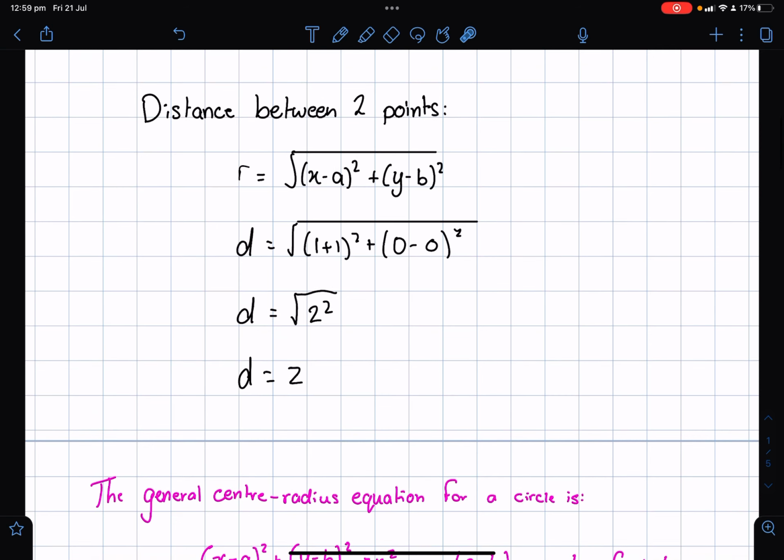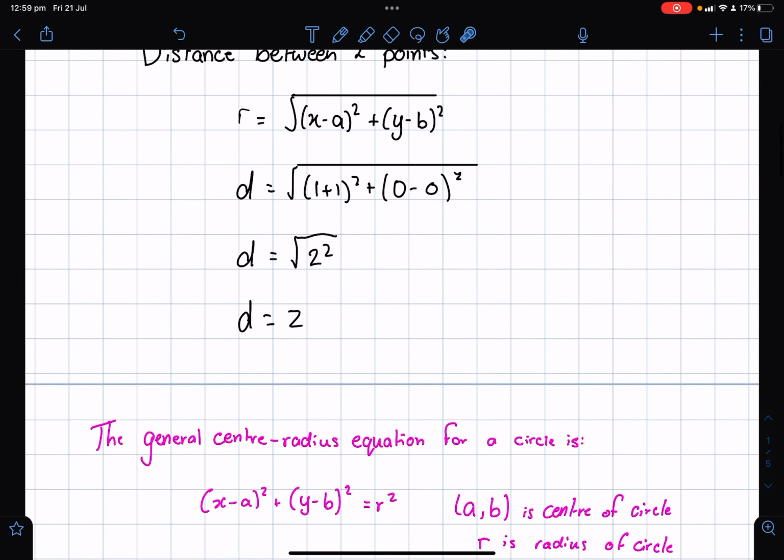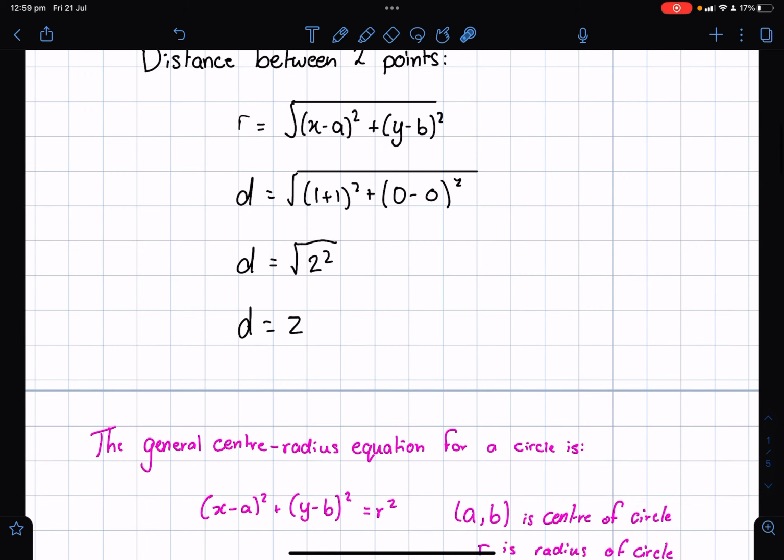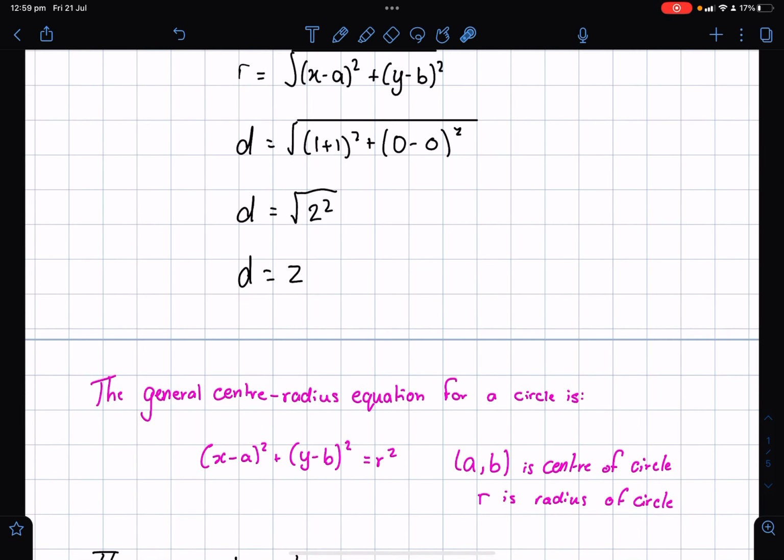So the general center radius equation for a circle is (x - a) squared plus (y - b) squared equals r squared. So we've just squared both sides to get rid of this square root. So (a, b) is the center of my circle, and r is the radius. Now you need to be really careful because the radius is squared. So when we want to find the radius from an equation, we have to take the square root of this side.